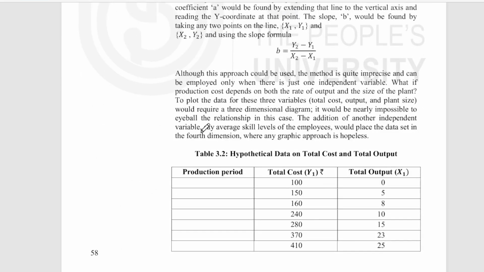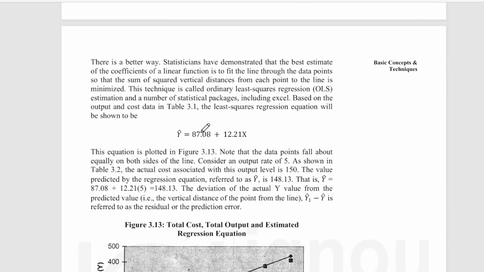Here is hypothetical data on total cost and total output, so you can derive from there. But there is a better way. The statisticians have demonstrated that the best estimate of the coefficients of a linear function is to fit the line through the data points so that the sum of the squared vertical distances from each point to the line is minimized. This technique is called ordinary least squares regression, that is OLS, ordinary least squares regression estimation, and a number of statistical packages including Excel can do it.